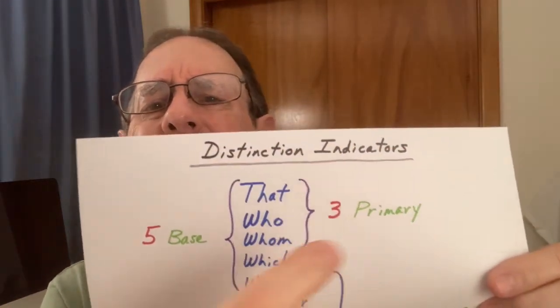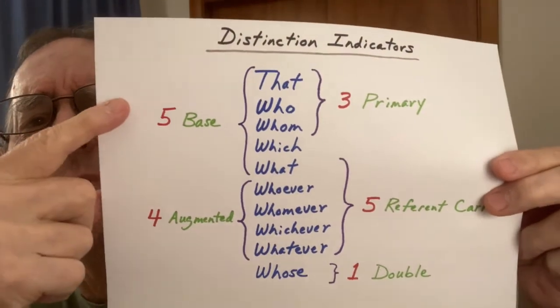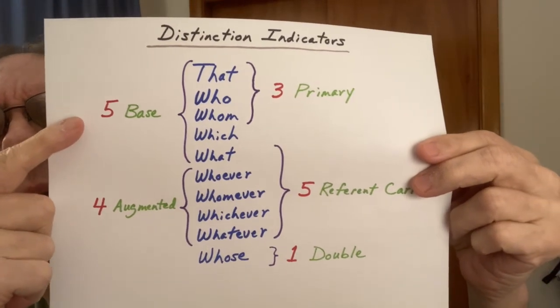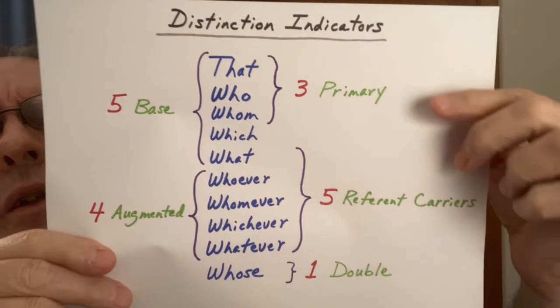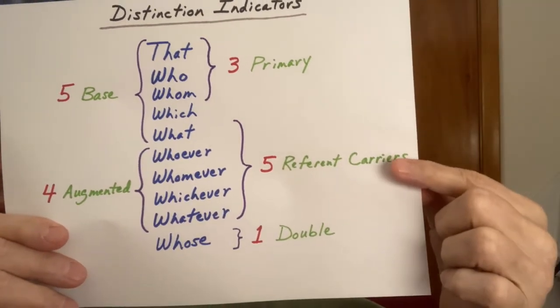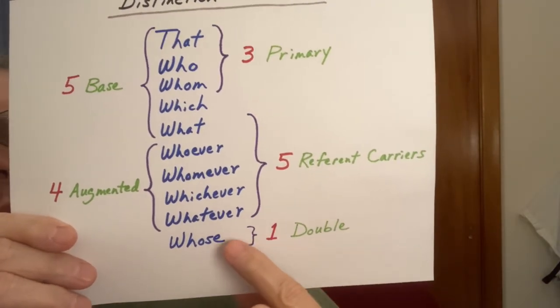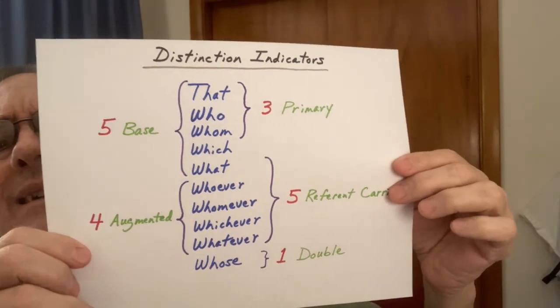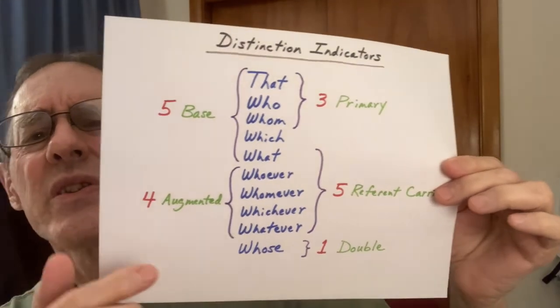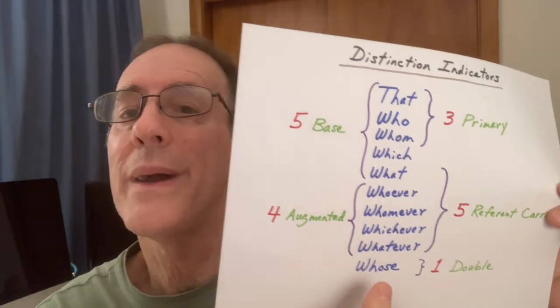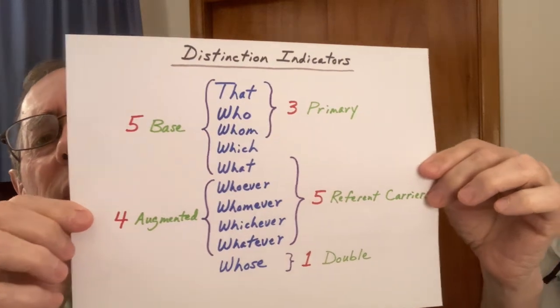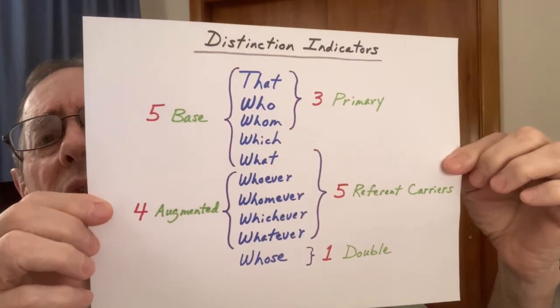So, in conclusion then, the distinction indicators, which I showed before, there's five base, four augmented, three primary, five referent carriers, and one double distinction indicator. You'd be tempted to say that's a base indicator because it's a single word, but no. It does that beautiful thing I just showed you. It's totally cool. And I just can't wait to do more grammar videos because I'm not apologizing anymore.